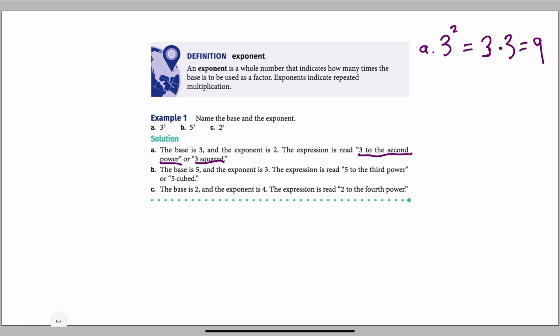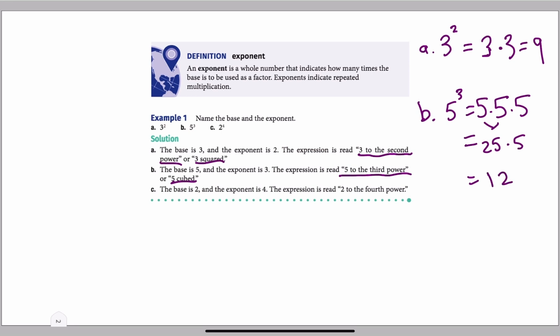Let's look at another example. 5 to the third power, or 5 cubed. And so what this means is 3 factors of 5. So 5 times 5 times 5. And 5 times 5 is 25. Times another 5. Well, 5 quarters would be $1.25. So 5 times 25 is 125.